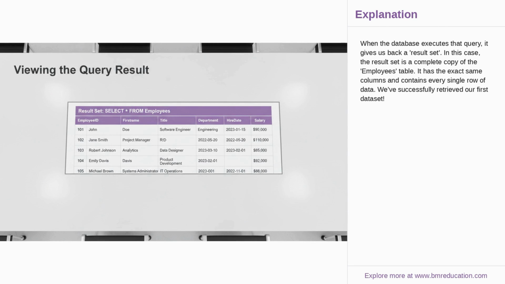When the database executes that query, it gives us back a result set. In this case, the result set is a complete copy of the employees table. It has the exact same columns and contains every single row of data. We've successfully retrieved our first data set.